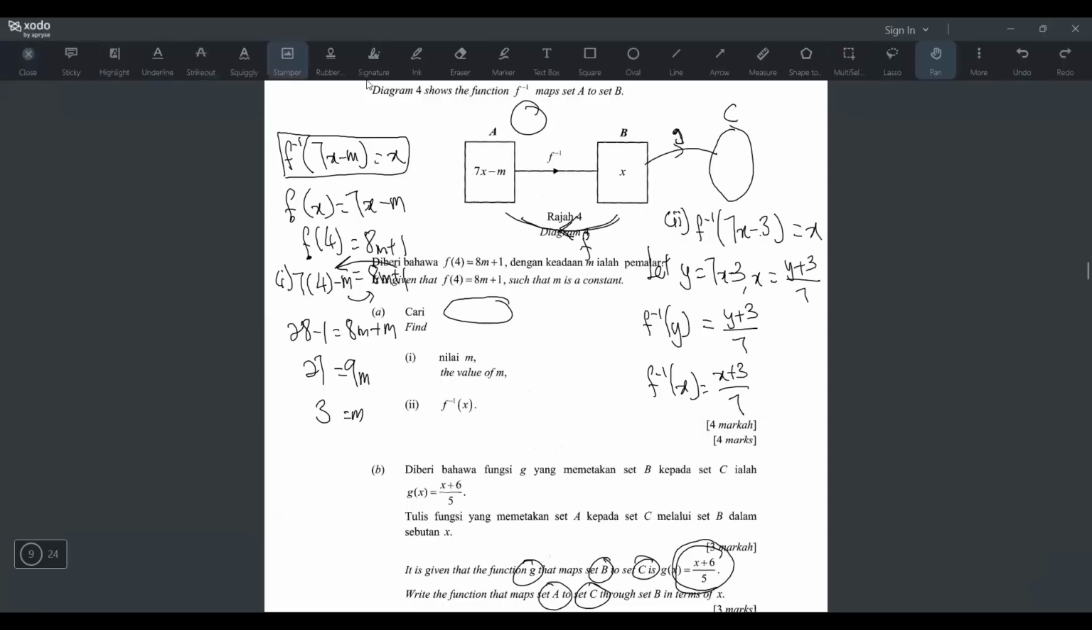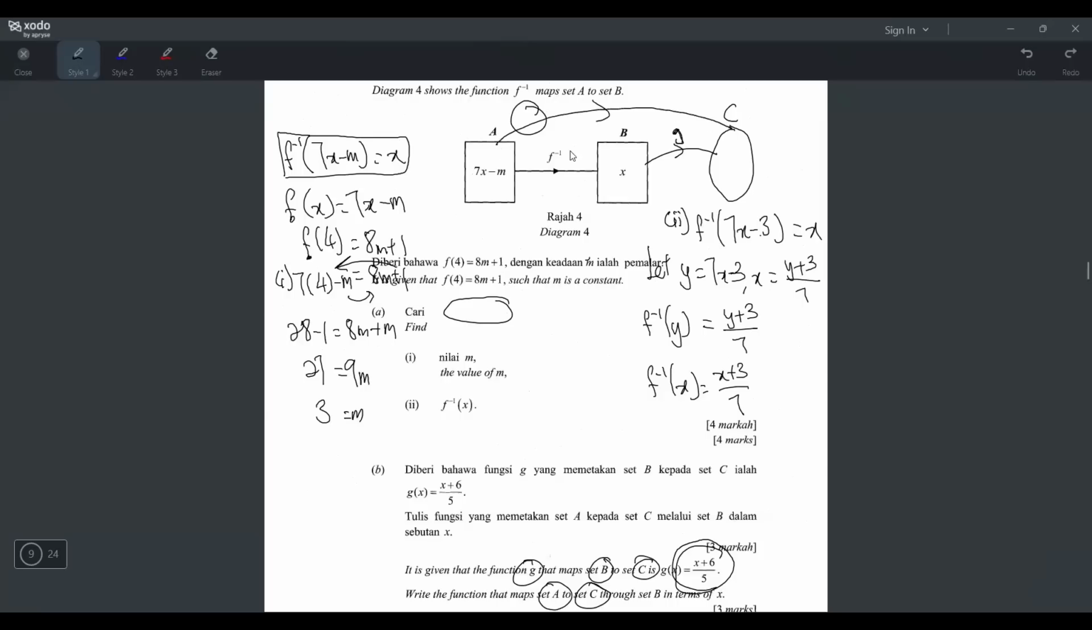Okay, so I will erase this for now. So I need to go from A to C. Can you tell me, A, I want to go to C, but I have to go through set B, right? It means I have to do f inverse, and then I have to do g. Do you agree? I have to do f inverse and then followed by g. It means I have to do a composite function. Saya kena buat fungsi gubahan. I have to combine two functions, right?